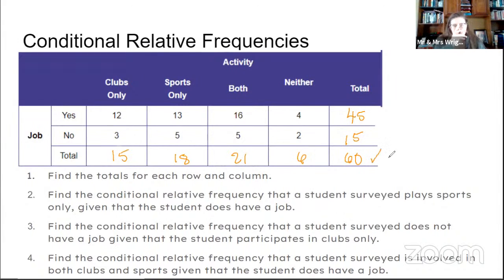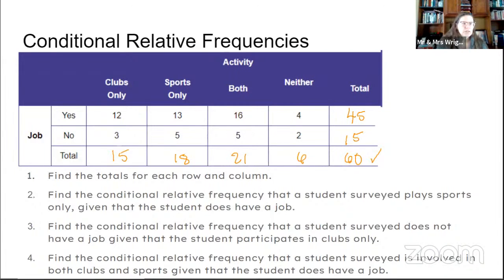All right, so now we have our frequency table completed. Now let's find some conditional relative frequencies. So you would take 12 and you could divide by 45, or you could take 12 and divide by 15. Those are both conditional frequencies. So any piece of joint frequency here in the data table, 5, for example, you could divide by 2 different things to find a conditional frequency. You could divide 5 by 15, or 5 by 21.